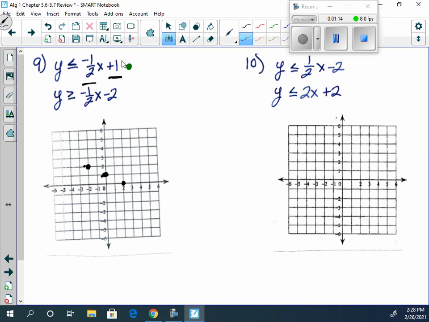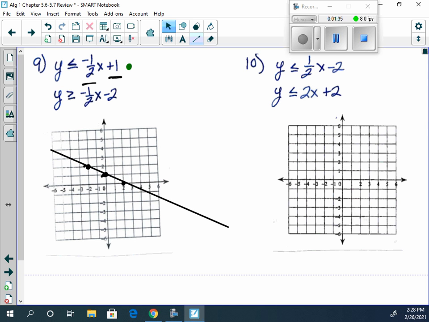Exactly. Now, will this line be solid or dashed? It's going to be solid. Now that we have that done, we need to see which side we're going to shade, above or below the line.